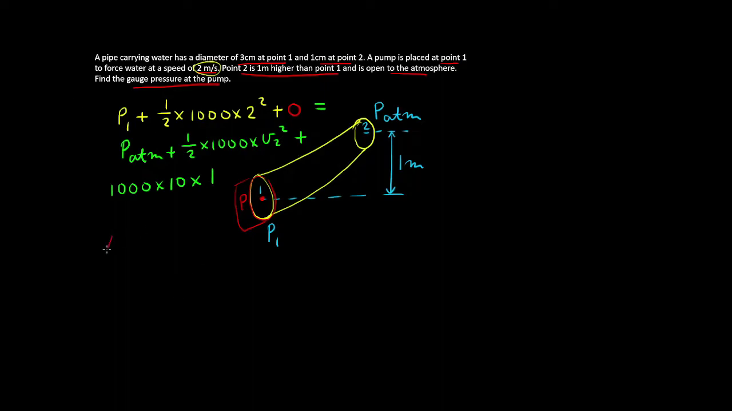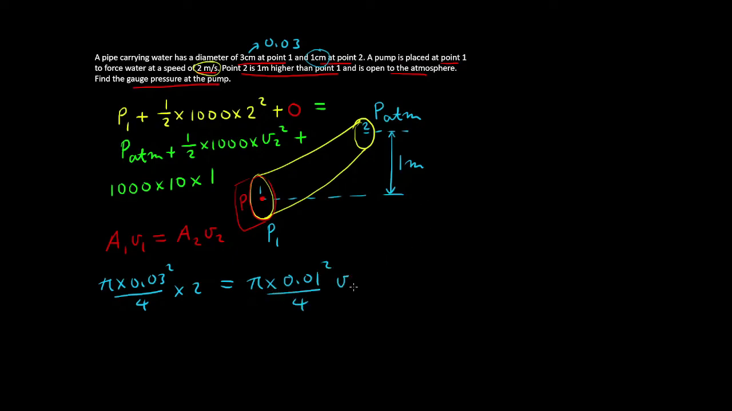Now by continuity, the flow rate is constant, because the flow rate at 1 is the same as the flow rate at 2. And what we have is the diameter of the pipe at point 1 as 3 centimeters or 0.03 meters. So we have pi times the diameter squared over 4 is the area, multiplied by the speed at point 1, which is 2 meters per second, and that's equal to the area at point 2, which is pi times the diameter, so 1 centimeter or 0.01 meters squared over 4, and that's multiplied by the unknown speed at 2. So what we have is some cancellations, and if we calculate this out, what we get is V2 is 18 meters per second.